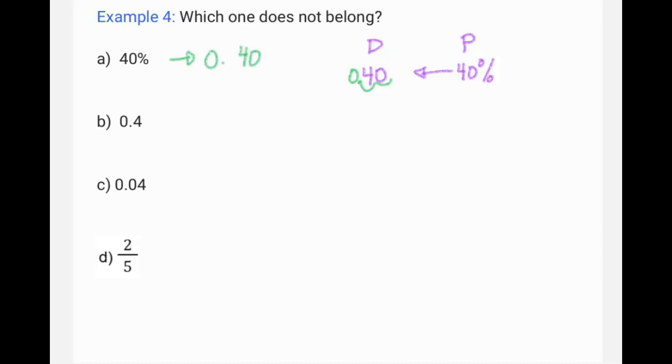Then we need to compare the 2 over 5 to see what that looks like. I'm going to go ahead and do a division, 2 inside, 5 on the outside. 5 cannot go into 2, so we put a 0, introduce a decimal point and a 0. 5 goes into 20 evenly, 4 times. 0.4 is our decimal right there. Looking at all our answer choices, the one that does not belong is going to be C, because that is not a 0.4. It is 0.04 instead.